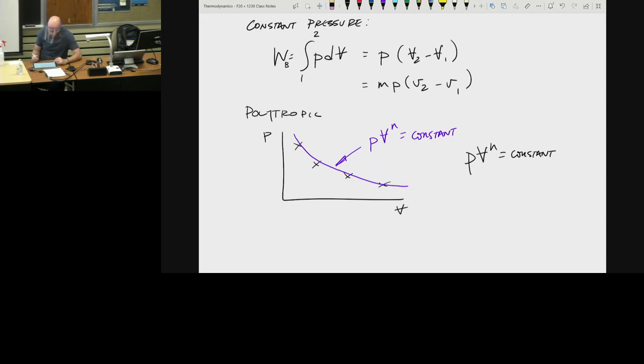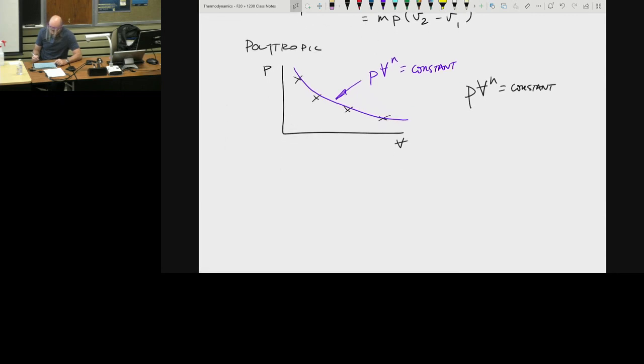So if we do that, there are things when N is equal to 1. This is going to look like PV is equal to constant. Now, students mess with this all the time. PV is equal to constant. They don't understand, what's the exponent there? It's just 1. Anything to the 1 power is itself.